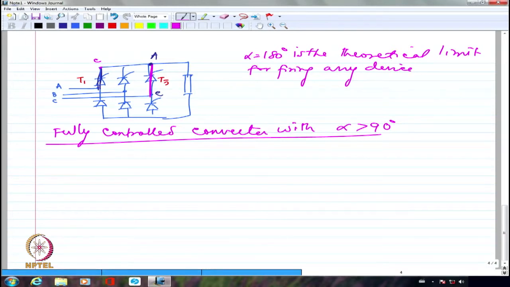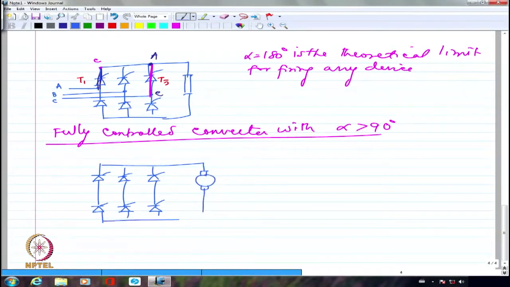Okay. So let us say I have a fully controlled converter. Right? And I am going to have a DC motor drive connected. So according to what alpha I am working at, I will get different values of voltages across the DC motor's armature, because of which I will be able to look at different values of speeds in the DC motor, right?